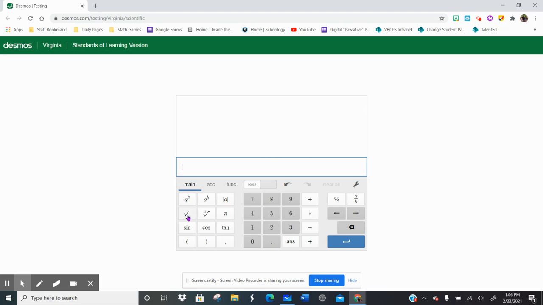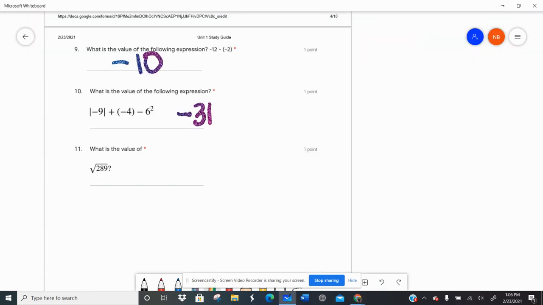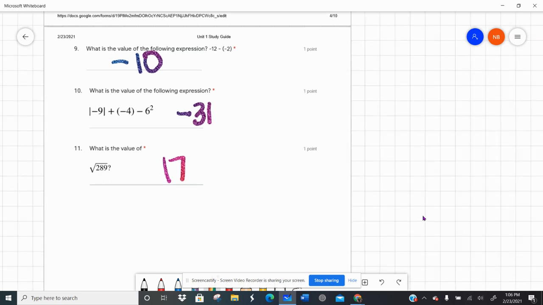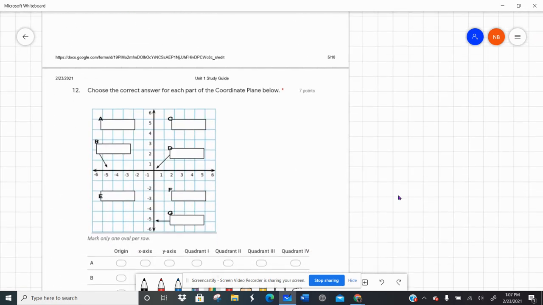Remember, for square root, you're going to hit this button. The square root of 289 is 17. That means that 17 times 17 is 289. Nailed it. All right, let's go to our next question.